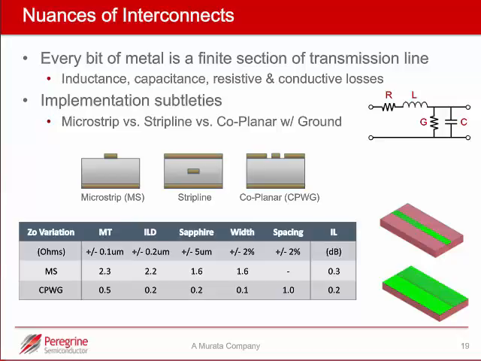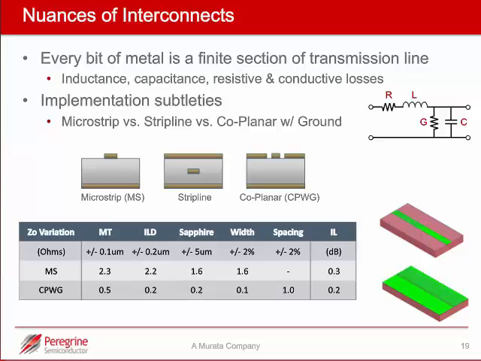So we have metal thickness, we have the interlevel dielectric that sits on top of the substrate, and this is used in separating the different metal levels at the top of the substrate. And then we have sapphire thicknesses. Thickness is changing plus or minus 5%, and then line width is changing 2%, and spacing is 2%. So the coplanar waveguide architecture, coplanar with ground transmission line architecture shows much less variation with the same physical parameters than the microstrip.